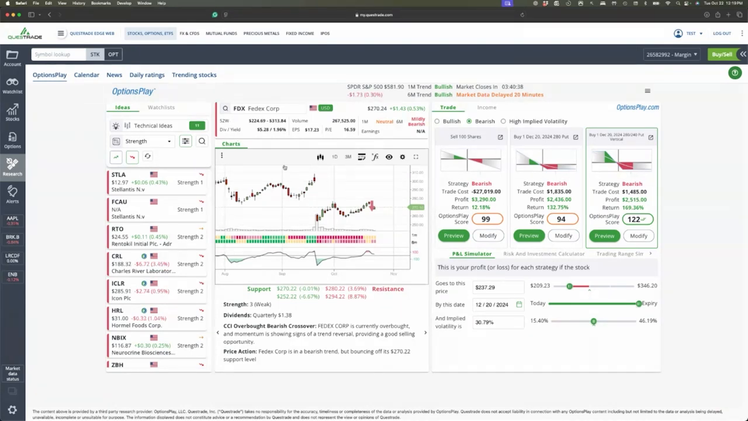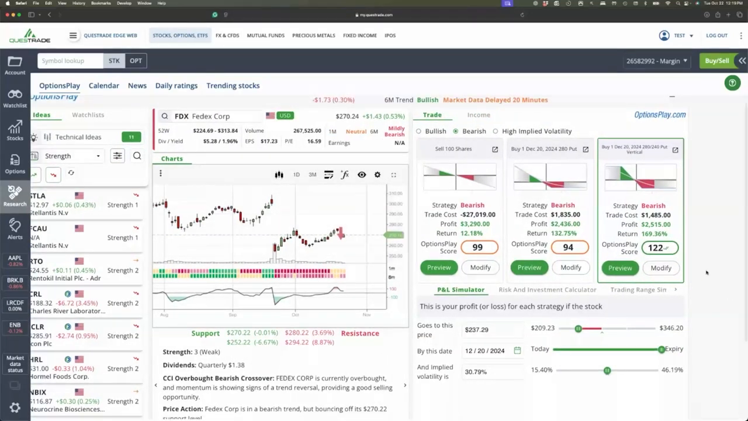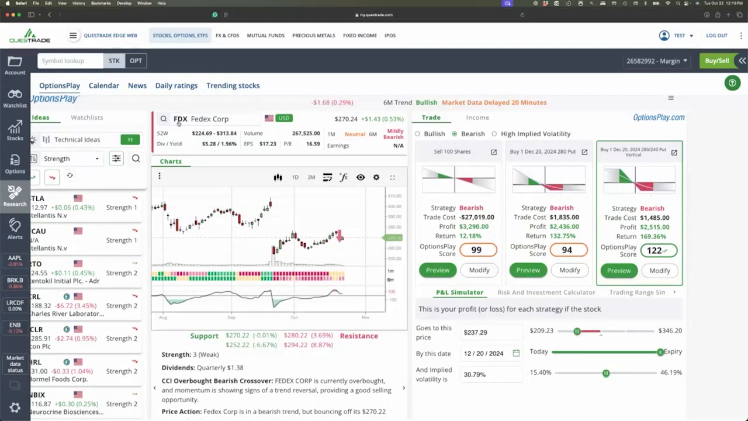In this particular screen, I'll zoom in a little bit more. Hopefully that makes it easier for everyone to see. In this particular case, I've selected bearish because this is a bearish screen here on FedEx. That allows me to take a look at 3 strategies that would allow me to take a bearish view on FedEx. It's always going to show you the equity trade. So for those of you that are only trading equities today, it gives you the equity option for taking a bearish view, which is shorting the stock.